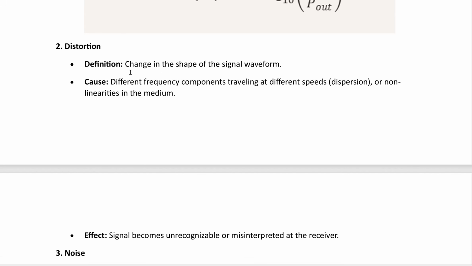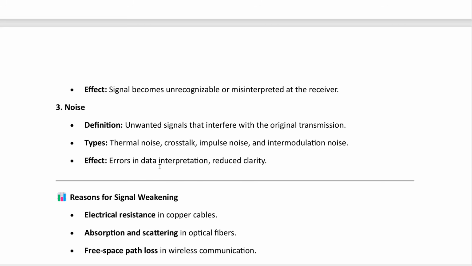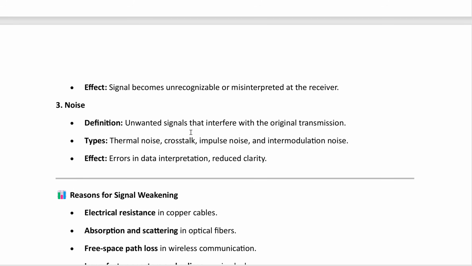Second term we have to determine is the distortion. Distortion is the change in the shape of the signal waveform. The cause of distortion is different frequency components traveling at different speeds, that is dispersion, or non-linearities in the medium. The effect of distortion is that the signal becomes unrecognizable or misinterpreted at the receiver. Third is the noise. Noise is nothing but unwanted signal that interferes with the original transmission. Types of noise are thermal noise, crosstalk, impulse noise, and intermodulation noise. The effect of noise is error.